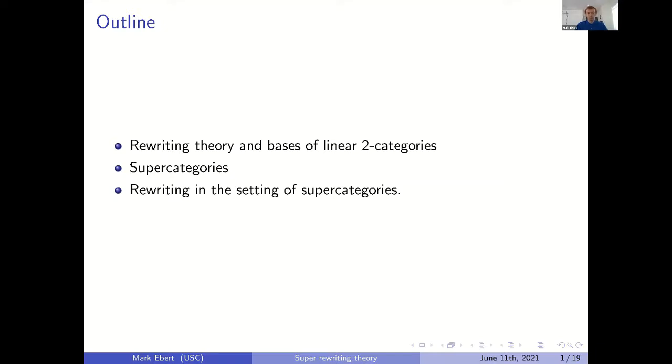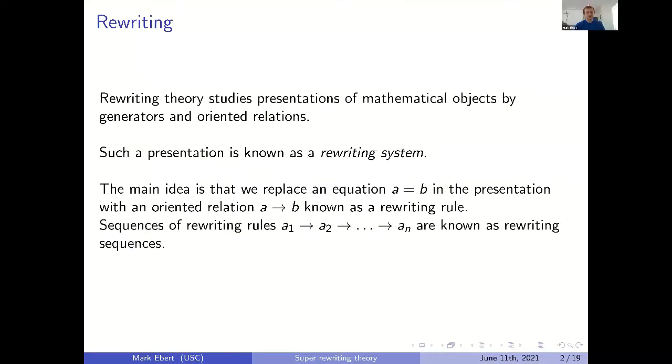In my work with Benjamin Dupont and Aaron Latta, we use rewriting theory. We introduce rewriting theory in the setting of two supercategories and use that to provide tools to find bases of two supercategories. So first, let's talk about rewriting theory. Rewriting theory is a theory coming from computer science.